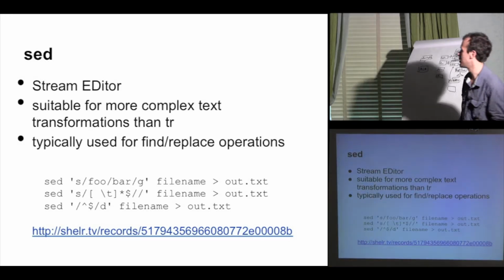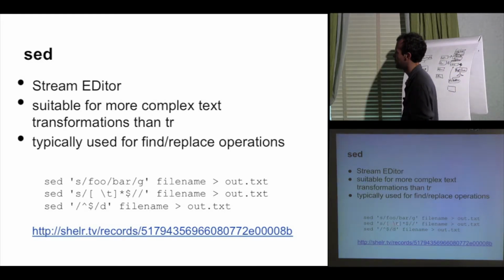You can get pretty complicated with this. What this will do, this is a regular expression. The square brackets mean match any number of spaces or tabs, the dollar sign means at the end of the line, and replace it with nothing. So this will remove trailing white space.